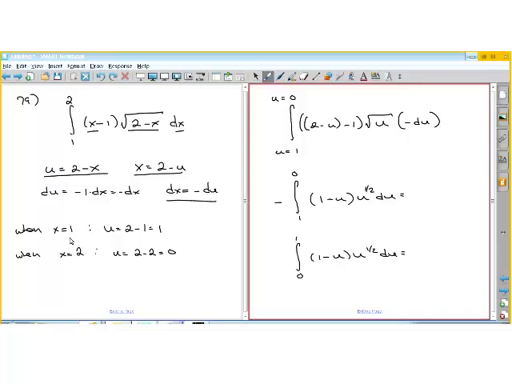We also changed the limits. So when x is equal to 1, we plugged 1 in. So when x equals 1, u equals 1. When x equals 2, u equals 0. So then we made all those substitutions. We changed the limits. And for x, we put in 2 minus u. We subtracted 1. We have the square root of u. We have negative du. So I factor out the negative sign. And I clean this up. 2 minus 1 is 1. Get the negative u.